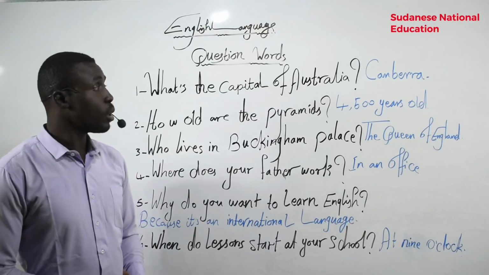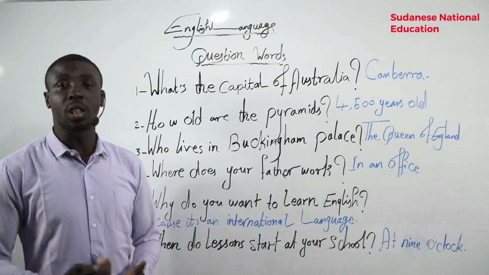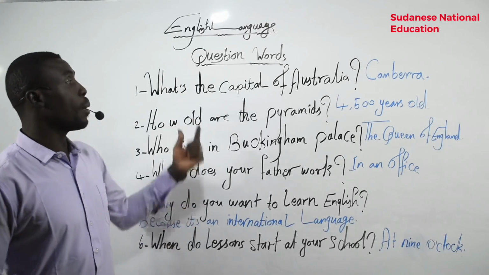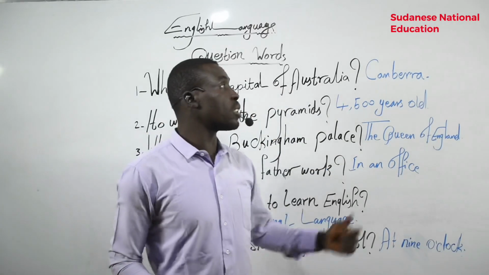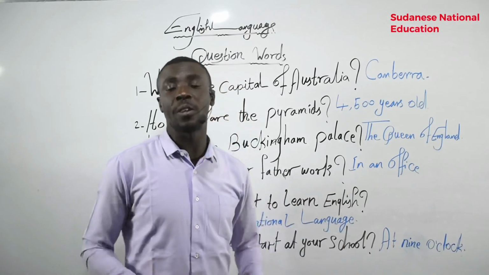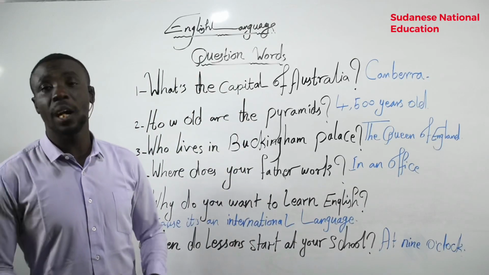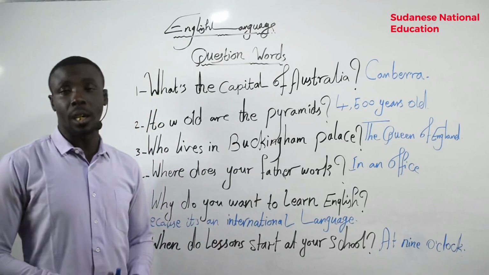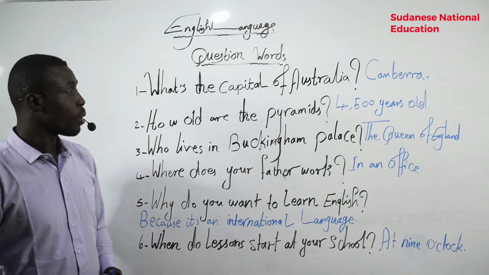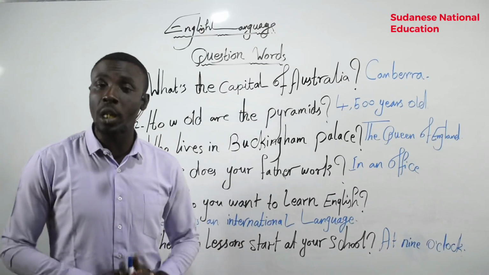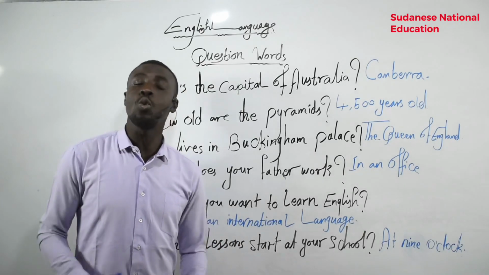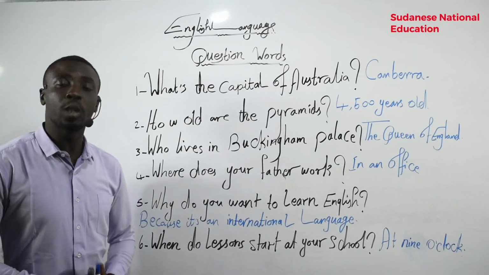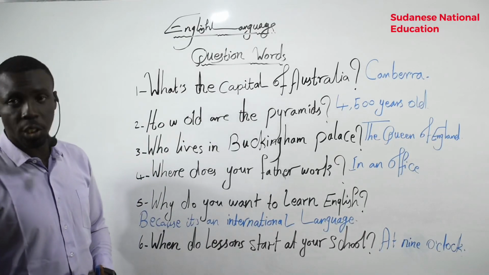What's the capital of Australia? It used to be Sydney. But now the capital of Australia is Canberra. Canberra is the capital of Australia. What is the capital of Sudan? Khartoum. So Khartoum is the capital of Sudan.